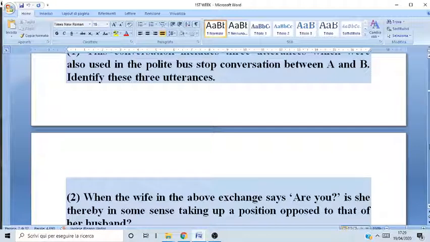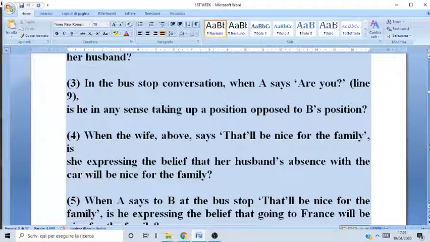Okay, is the wife taking up a position opposed to her husband? Oh, yes. There's danger in that, are you? Question 3. In the bus stop conversation, when A says, are you? That's not dangerous at all. It's no taking up a position against B's position.